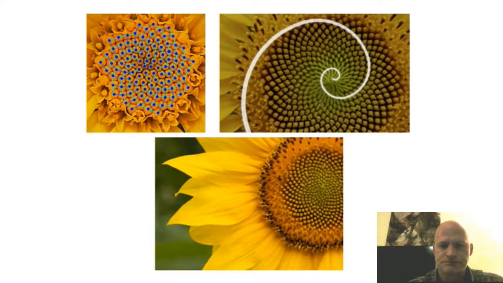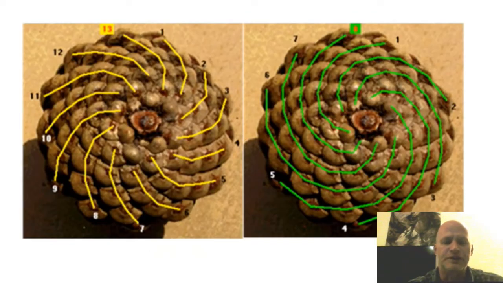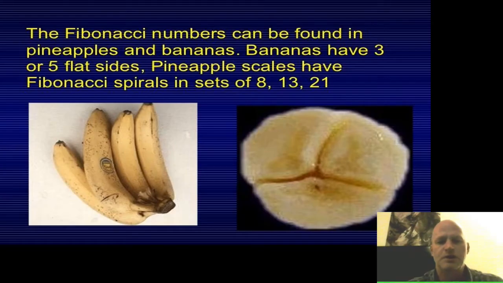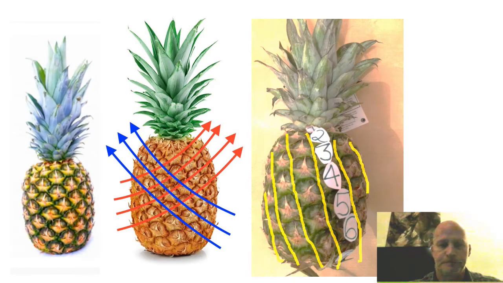See the different directions of the pine cone? Yellow to the left is 13, while the green on the same cone on the right shows 8. Once again, Fibonacci numbers. So you can see that Fibonacci numbers are found everywhere. It can be found in pineapples and bananas have 3 or 5 flat sides, and pineapple scales have Fibonacci spirals in sets of 8, 13 and 21. The ratio of pineapples has been colored for your reference.